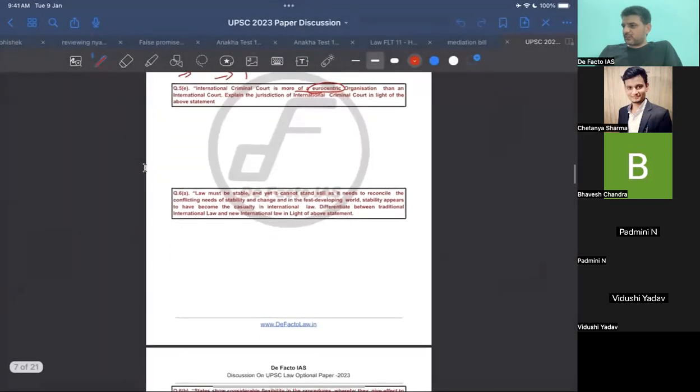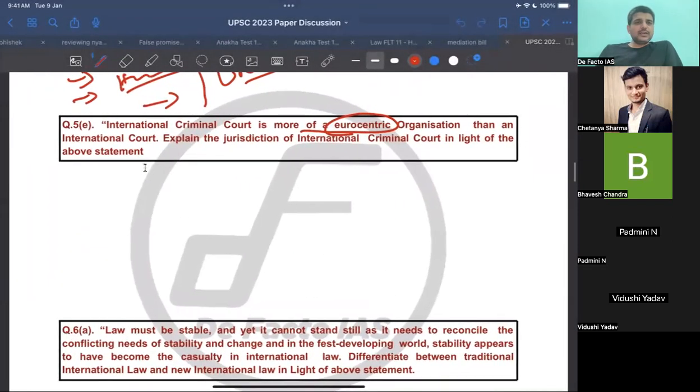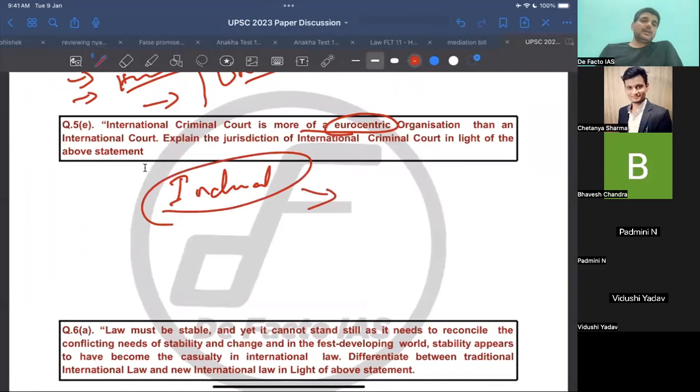Okay, so how will you start with this question? So we will start with international law. The purpose of the International Criminal Court is that individuals should not violate certain crimes, so individuals can be prosecuted for certain crimes.